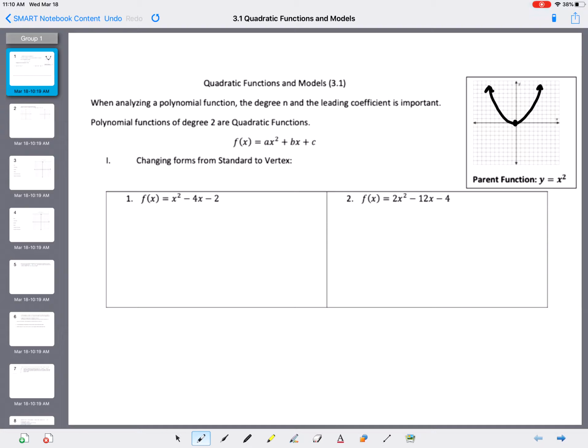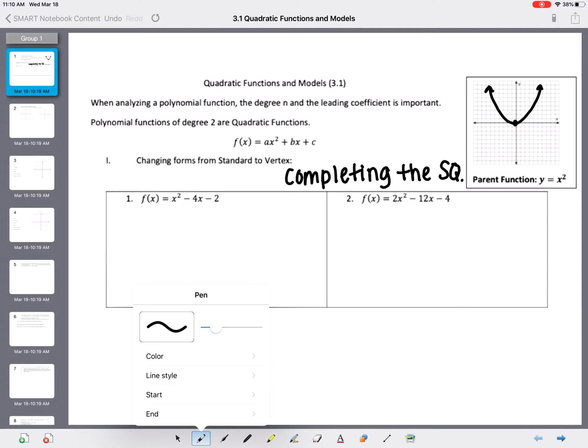So part one, just a quick reminder on how to change forms from standard to vertex form. We do that using the method of completing the square. If you remember anything about completing the square, hopefully it's that you need that little formula for your new c value. The formula that we're going to need for that is b divided by 2, squared.